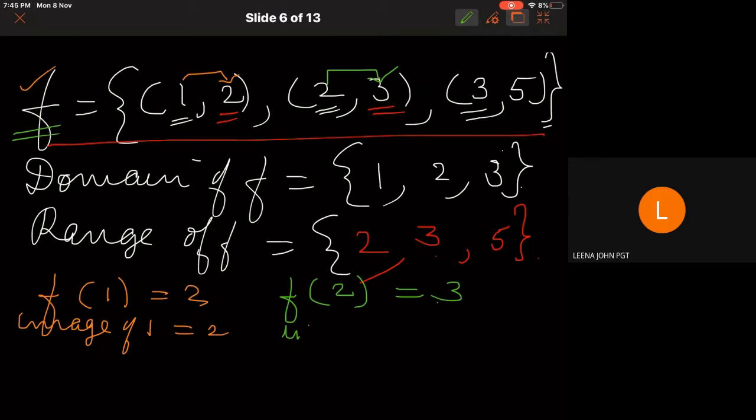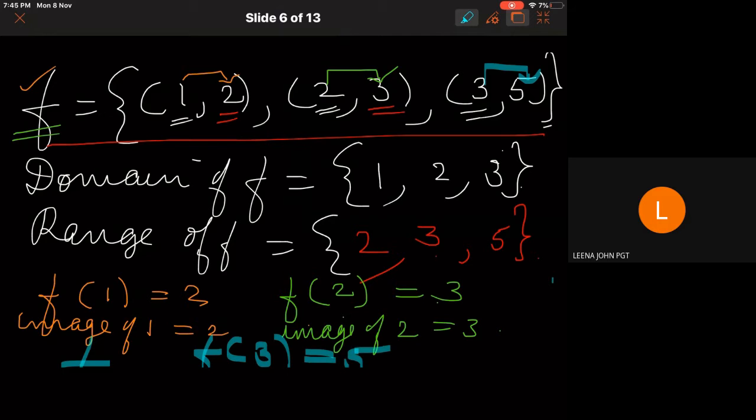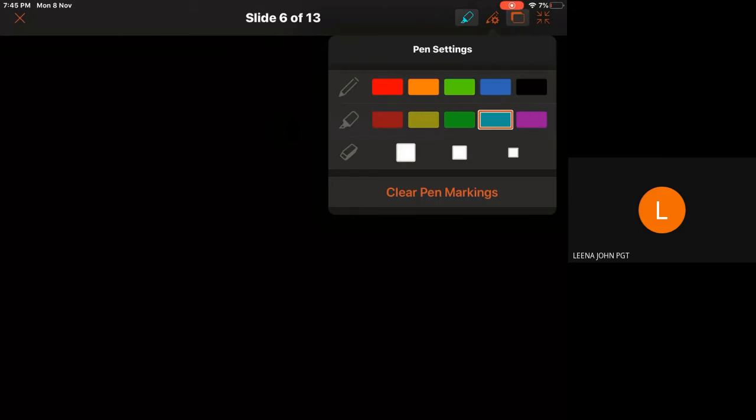That means image of 2 equal to 3. The third one we can say image of 3 is 5. So how will you write? You can write it as f of 3 equal to 5. So these are the different ways of writing the function or expressing the concept of function. So now my question is, you have to check whether the set given is a function or not.